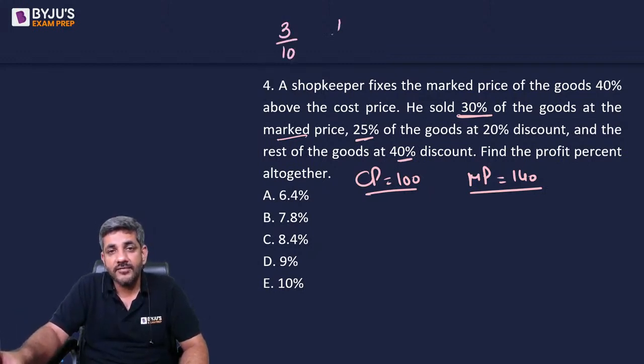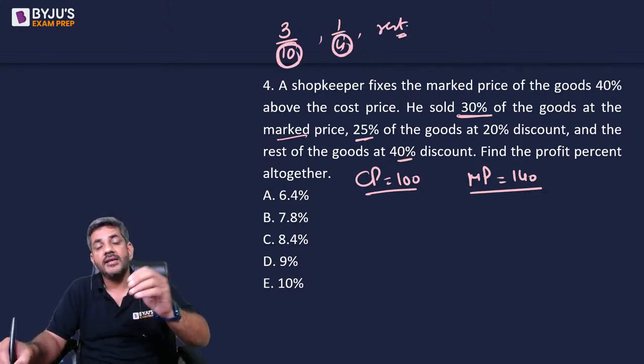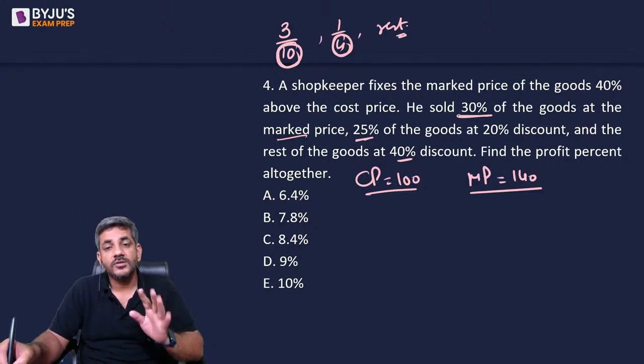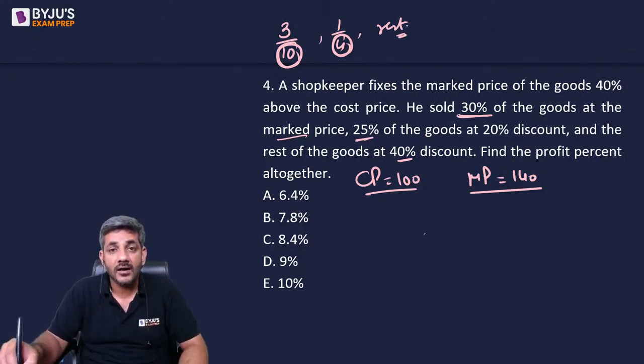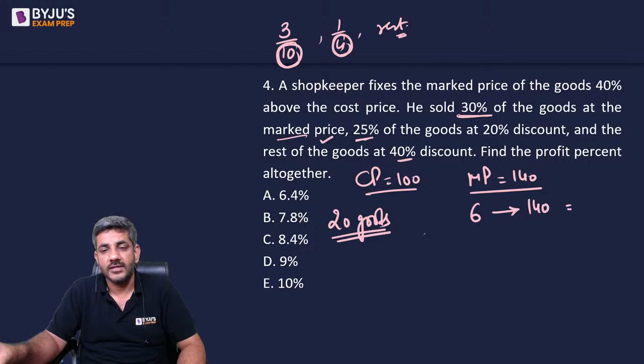I have to take 25%, that is 1 by 4 of the goods, and I have to take rest of the goods. So the number of goods should be a multiple of 4 as well as 10, so that I can easily take 3 by 10 of them and I can easily take 1 by 4 of them. So therefore I am assuming that there are 20 goods, right? Let us say there are 20 goods. So 3 by 10 of 20 is 6. 6 of them are sold at the marked price. That means at a price of 140. That means they are sold for a total 840 rupees.